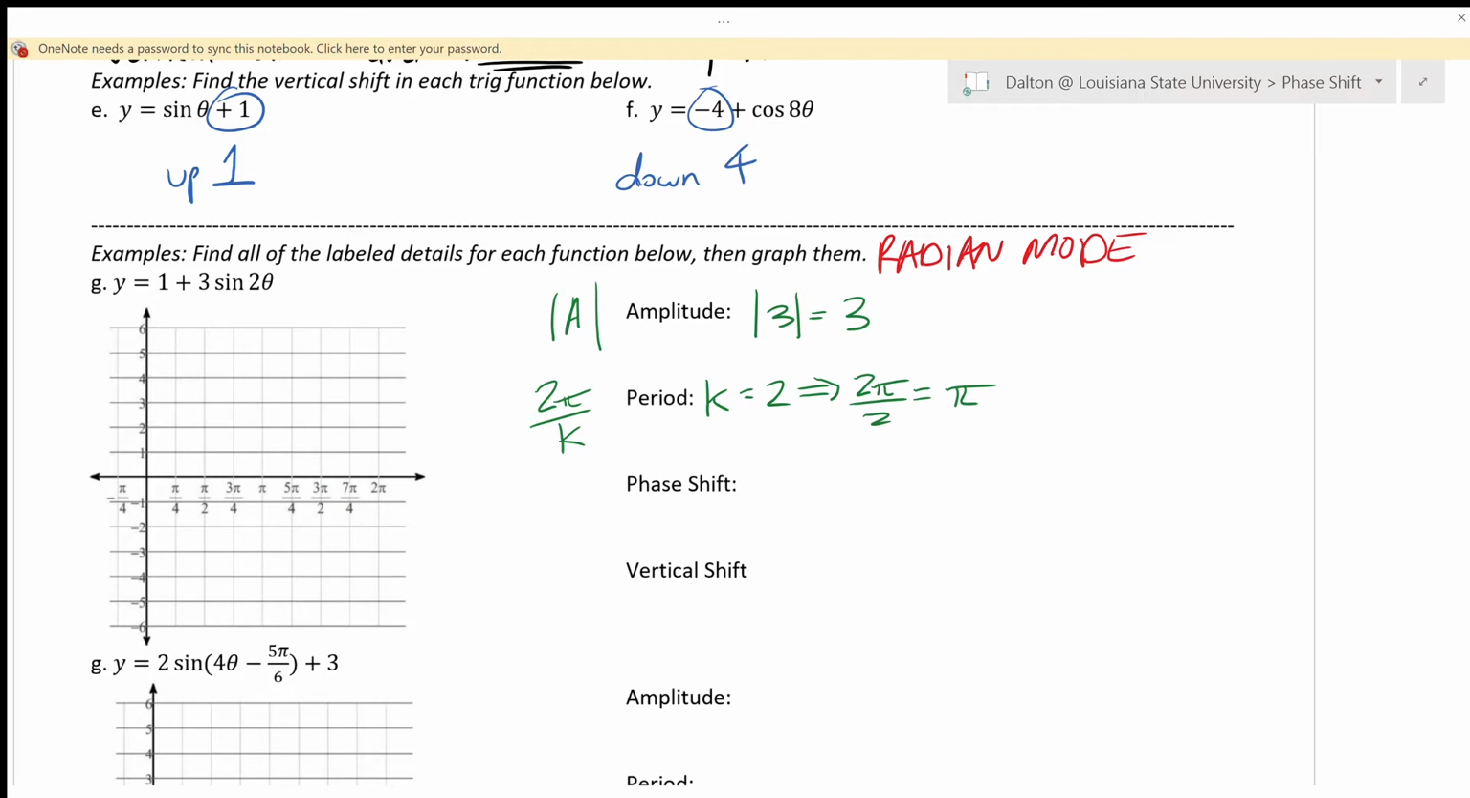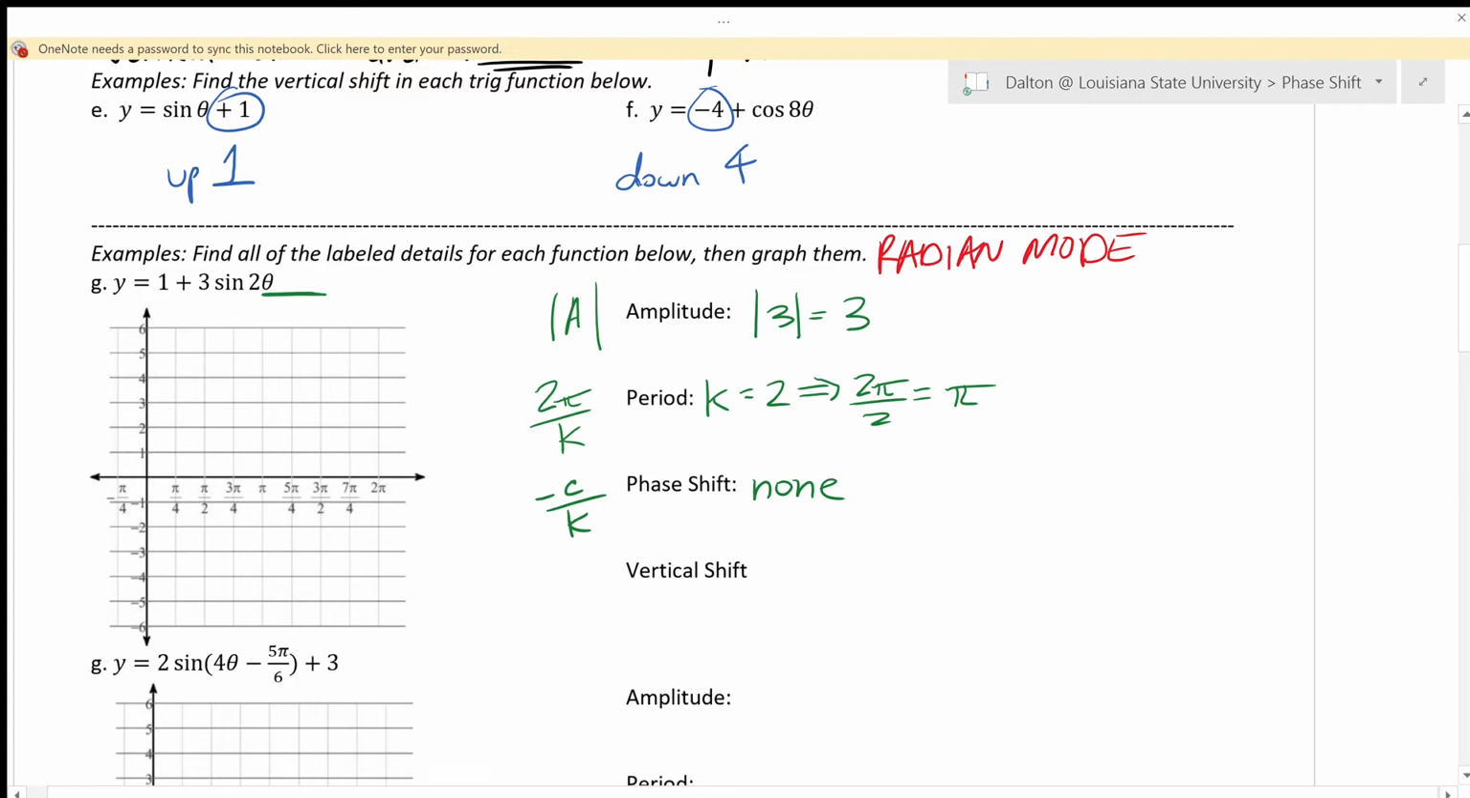We find phase shift. Since y'all are pretty good with setting parentheses equal to 0 and solving, I'm going to do phase shifts as negative c over k. If you prefer to do the other way, that's fine. Negative c over k. What is c? Yeah, 0. It ain't there, right? There's nothing tied onto your theta or added or subtracted on from theta in parentheses. Therefore, you could just put none. There is no phase shift.